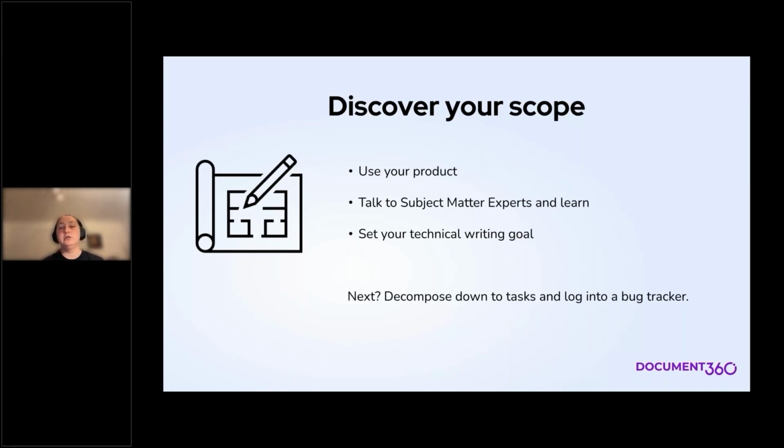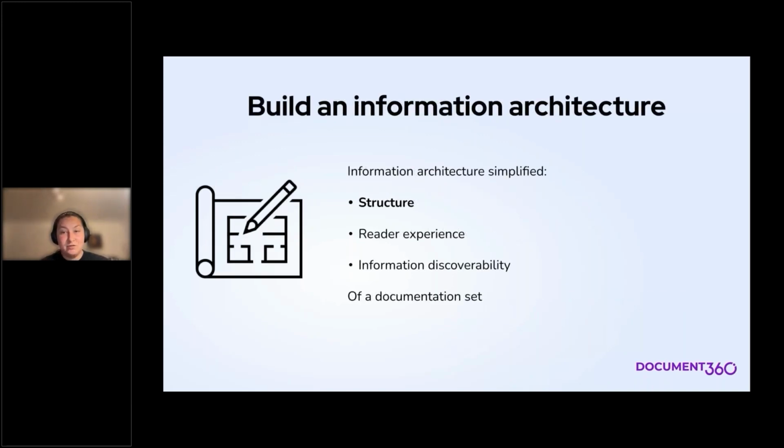And the natural logical continuation of that process would be to then set your documentation goals and log your tasks into a bug tracker. But before logging, it's a bit early for that because there's a blocker that we need to solve first. The first thing that you need is a sound information architecture, both if you start from scratch or if you are fixing a messy legacy architecture that you may have inherited.